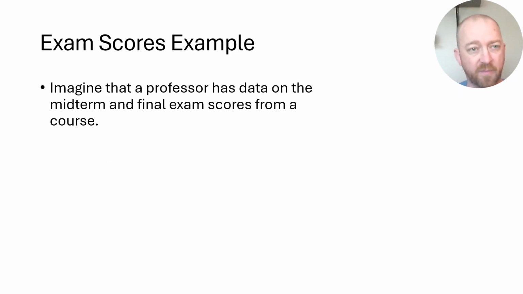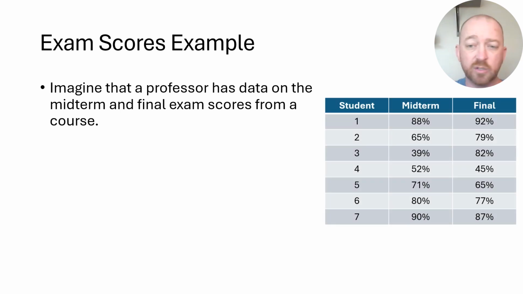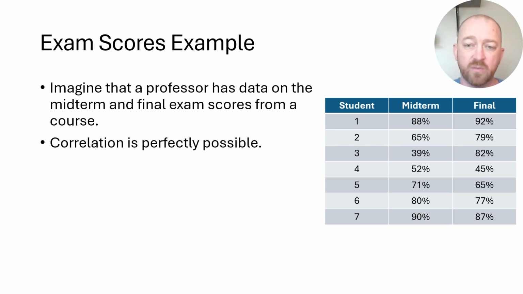So let's say that you've got a professor who has some data on the midterm evaluation and then the final course exam in their course. Let's say it looks something like this. These are just made up, of course, and let's imagine that we took the percentages there as the scores. So we could correlate these, right? There's nothing wrong with that because what we have here is paired observations.